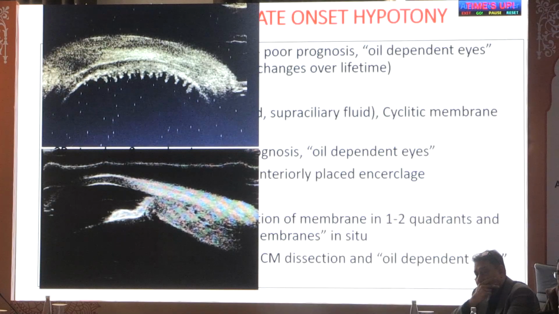You do not want to see that, because here you see that the entire ciliary body is thickened. It is much thicker than the normal, but the good thing with this is that this is not chronic, and this can actually go away if you treat it. The hypotony has not been long-standing.